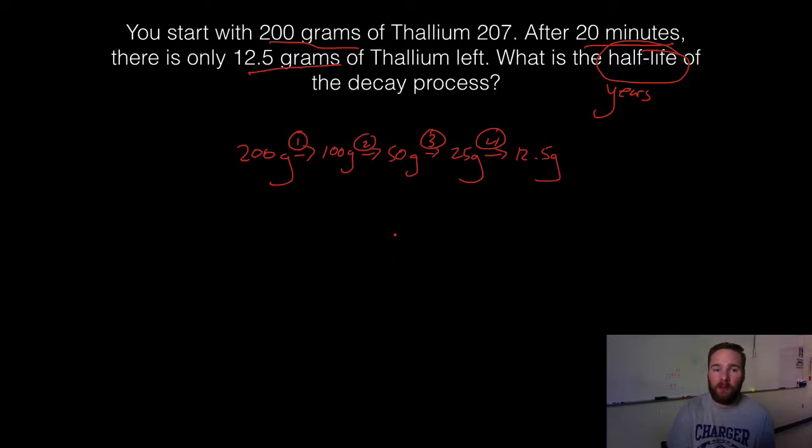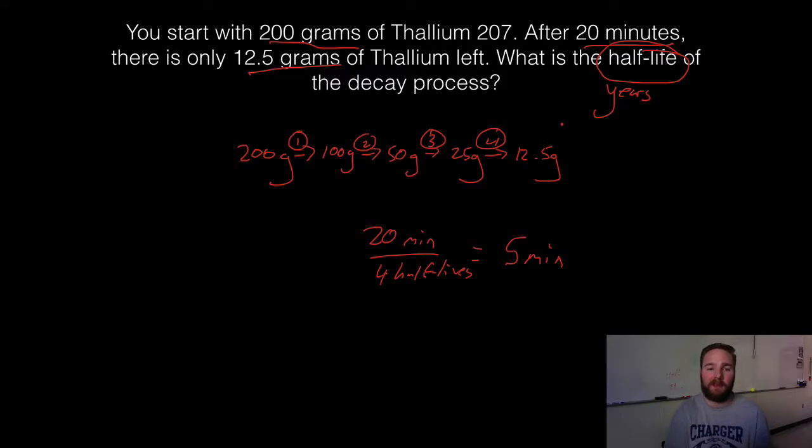Well, we know that 20 minutes is how long this process took, right? We start with 200 grams. After 20 minutes, there's only 12.5 grams left. And we found out that 4 half-lives took 20 minutes, right? So 4 half-lives. So if I divide the two, that would tell me that each half-life was 5 minutes, and that would make sense. The half-life is 5 minutes. There's 4 half-lives. That took 20 minutes, and we see the process where that happened.